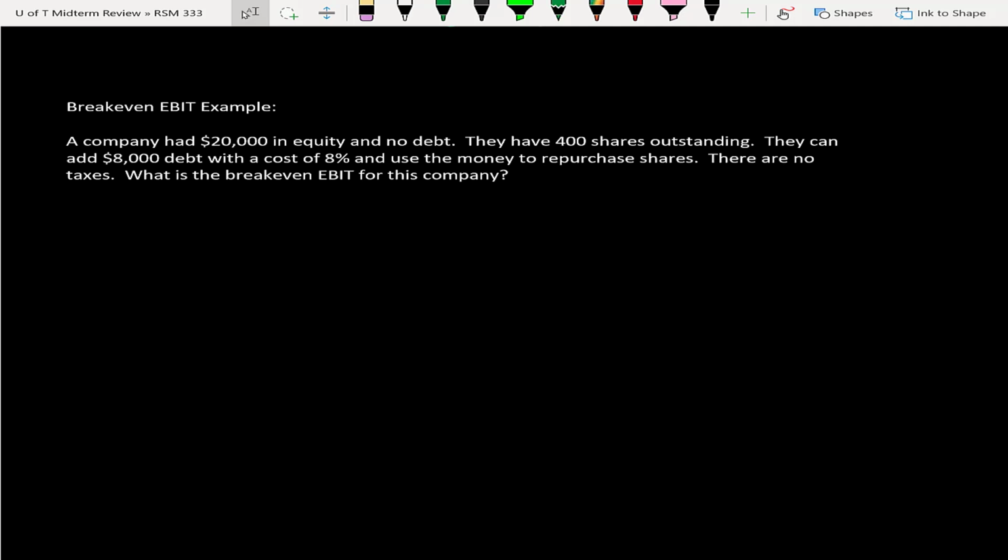We're going to do a break-even EBIT calculation right now. And the simplest way to do it is to just go through an example, and it'll show what we're trying to calculate. Now, the first thing is, what is break-even EBIT? We talked about it before. That's the level of income at which it is profitable to add debt.